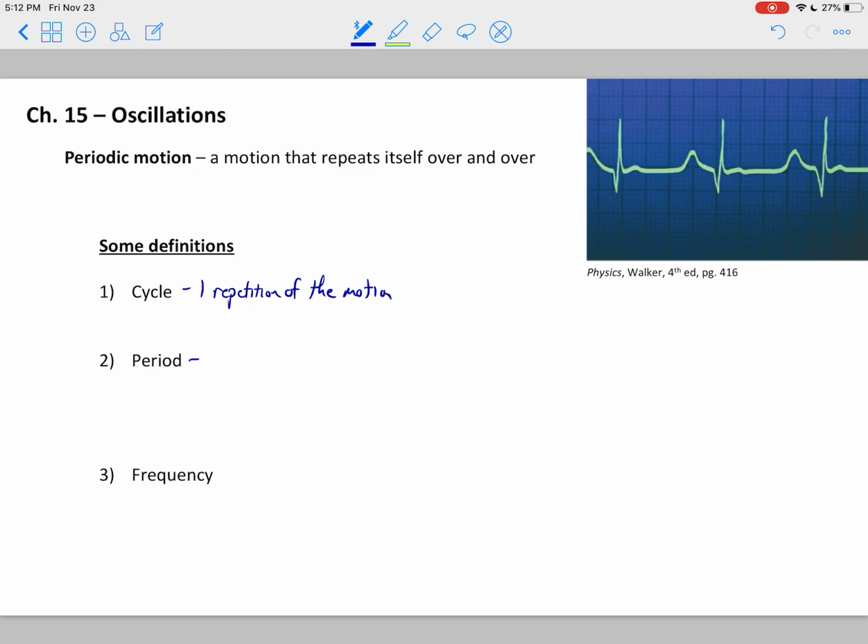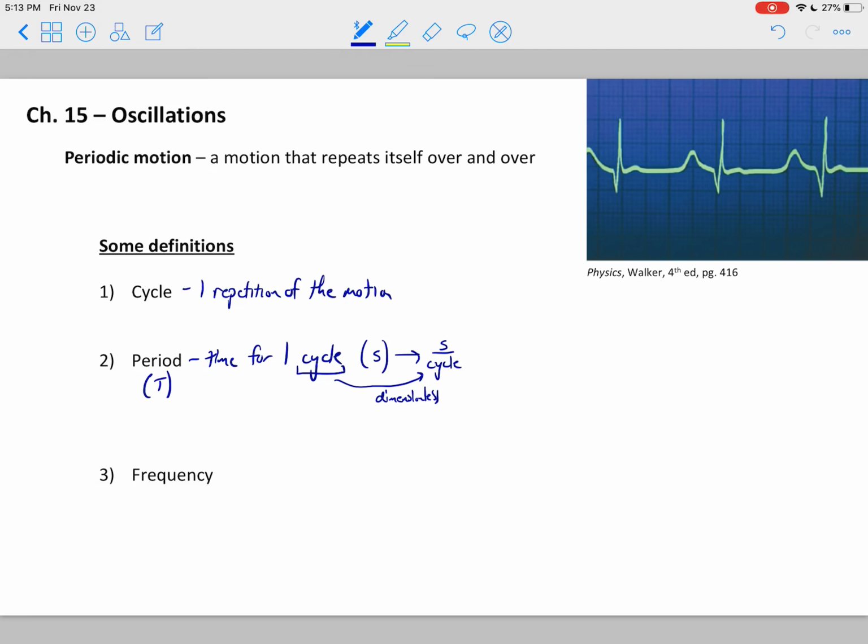A period is the amount of time for one cycle. And we're going to use capital T to represent period, and it's going to be measured in seconds. Keep in mind that the cycle itself is sort of dimensionless. We could a little bit more technically represent this as the number of seconds that's required for each cycle, but because the cycle is dimensionless, we leave that off. Just say it's a number of seconds.